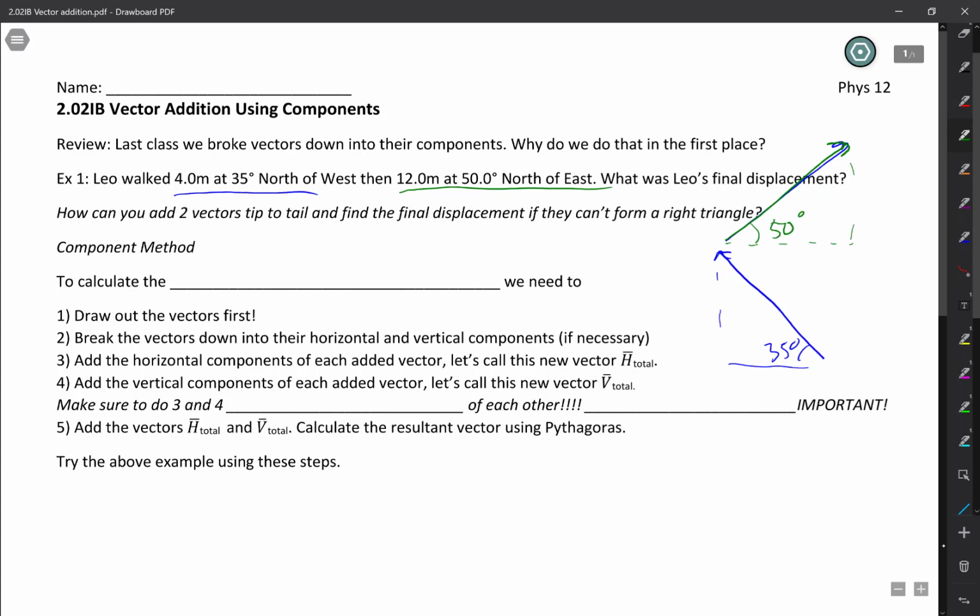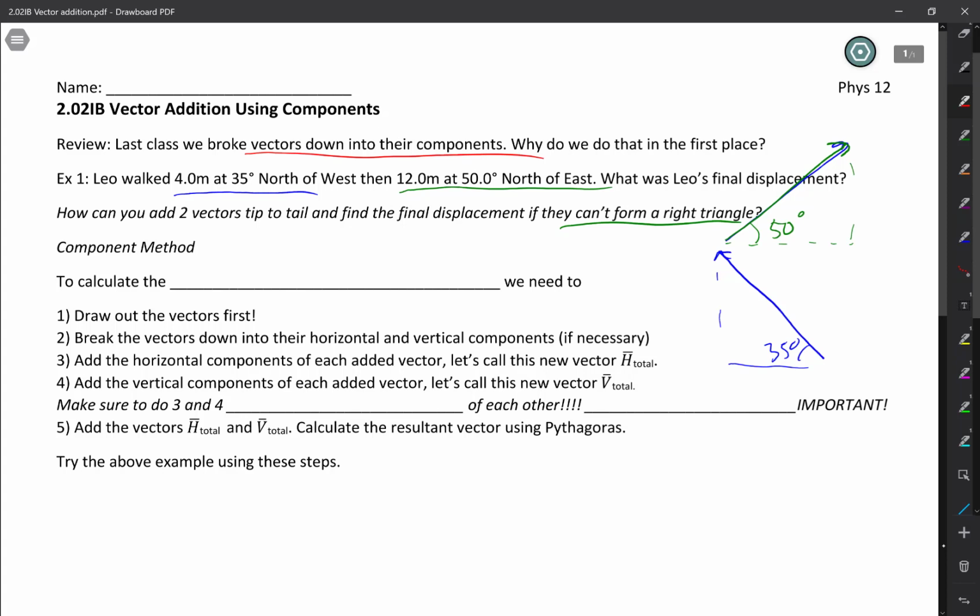Now you have two vectors. When you add them together, they may or may not form a right triangle. In that case, what do we do? Well, last class you looked at how to break down your vectors into their components. So today we're going to look at how to add vectors by adding up their components. We are going to look at what we call the component method of adding vectors.